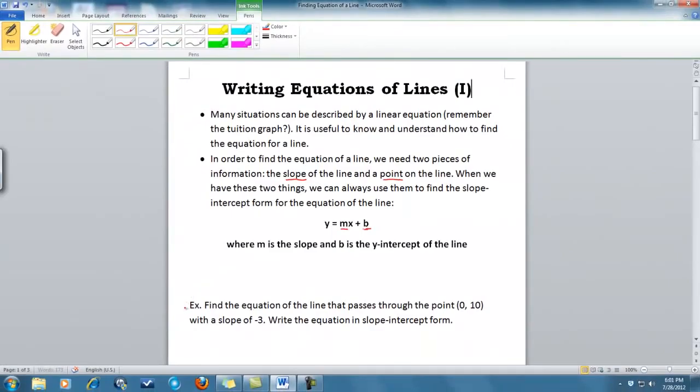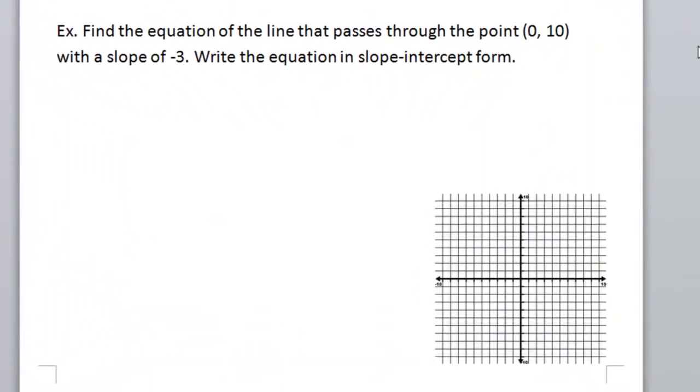Let's begin. Find the equation of the line that passes through the point (0, 10) with a slope of -3. Write the equation in slope-intercept form. We're told that this line passes through the point (0, 10), so we do know a point on the line. We're also told that the line has a slope of -3, so we do know the slope. We can get started finding the equation for the line.